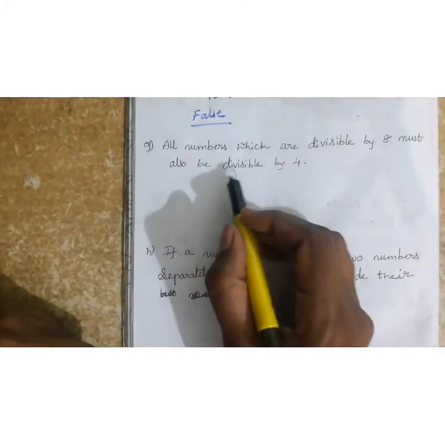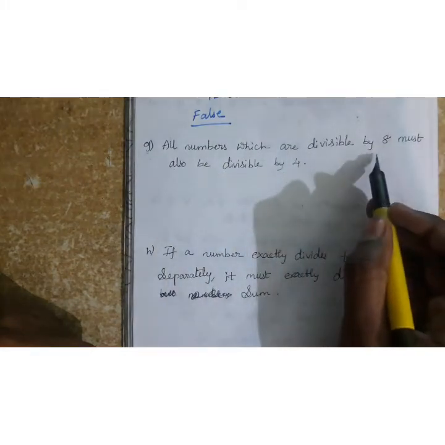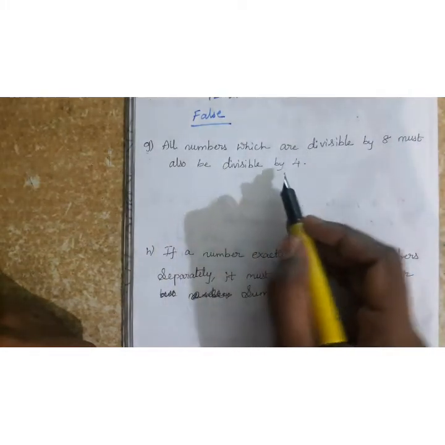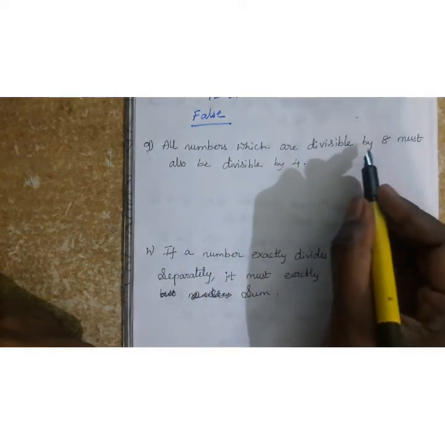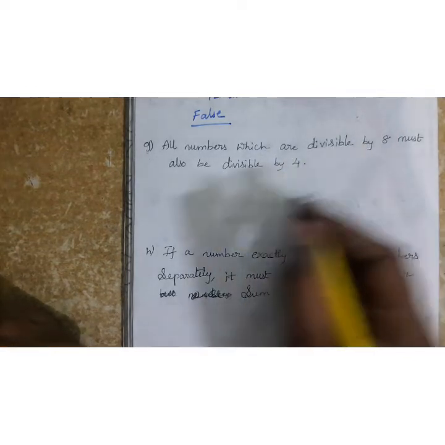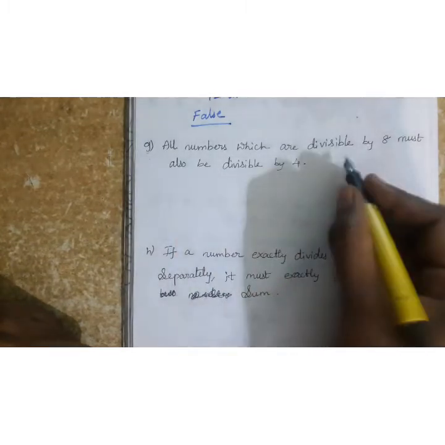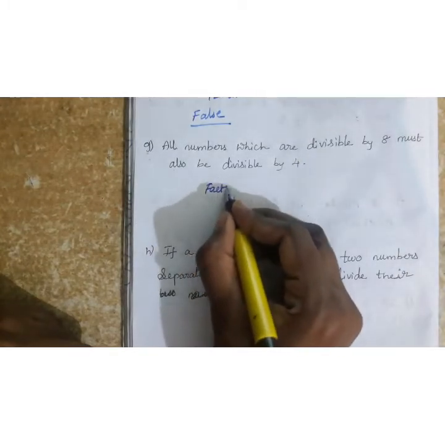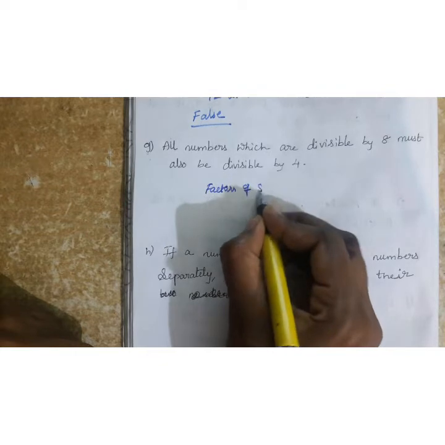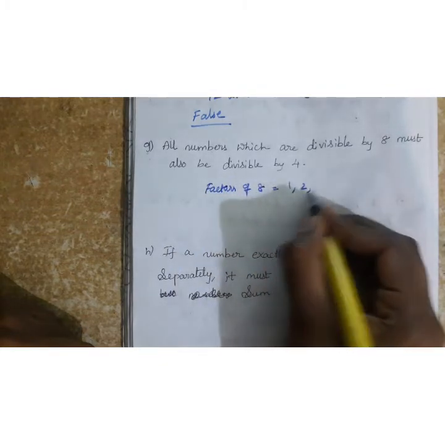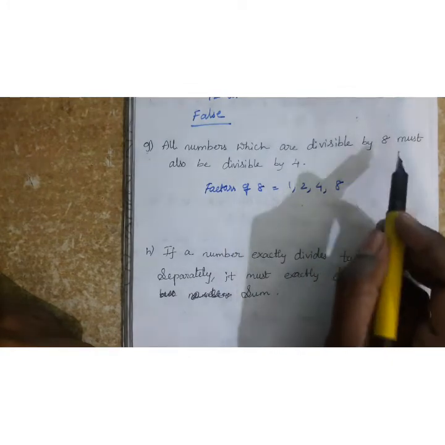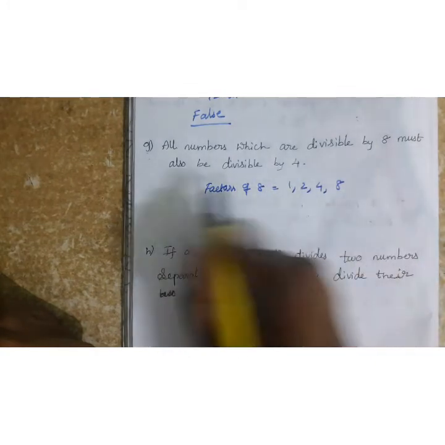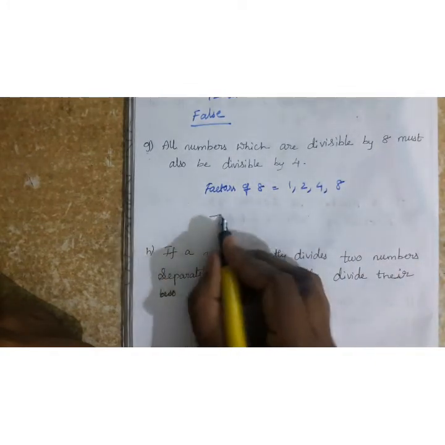G part. All numbers which are divisible by 8 must also be divisible by 4. If a number is divisible by 8, it will be divisible by factors of 8. Factors of 8 are 1, 2, 4, 8. So numbers will be divisible by 4. So the statement is true.